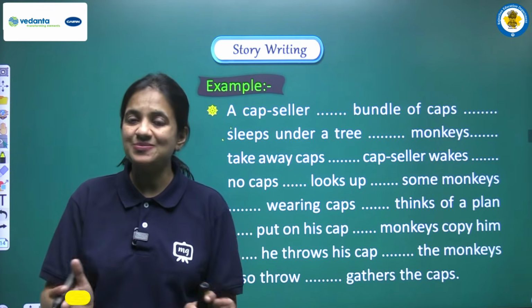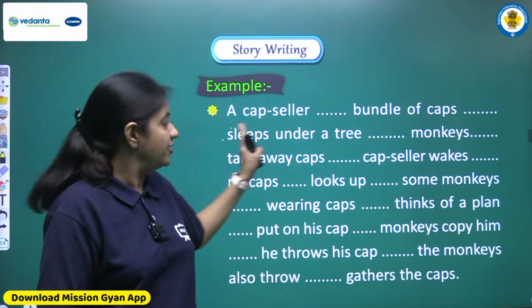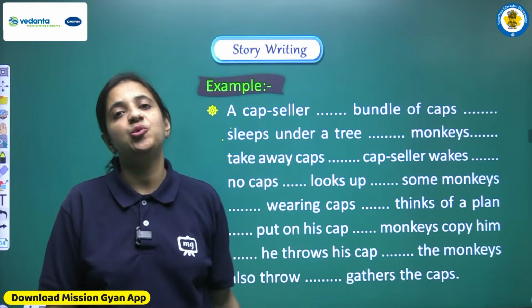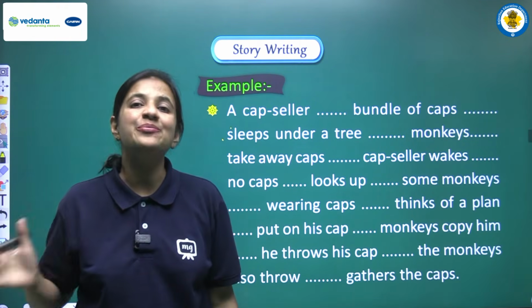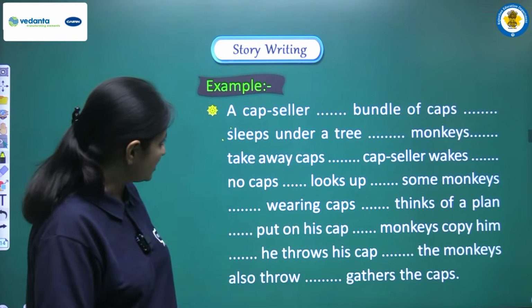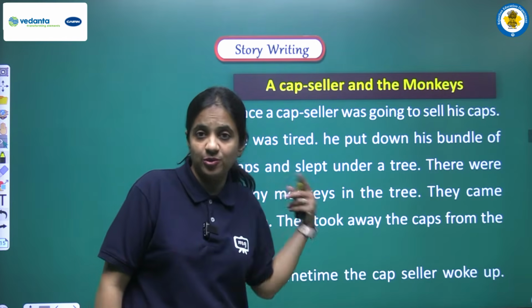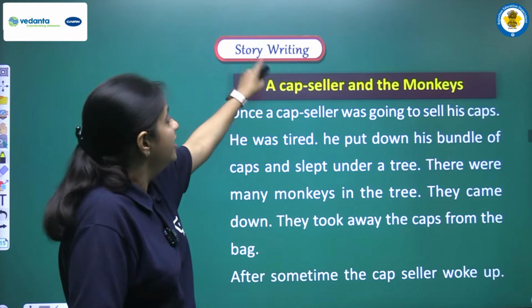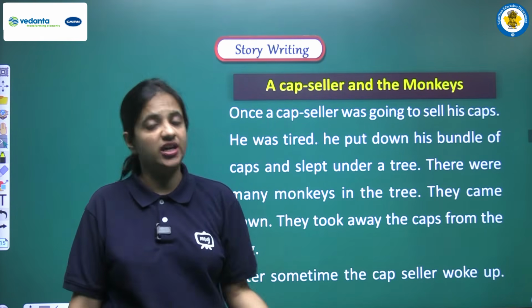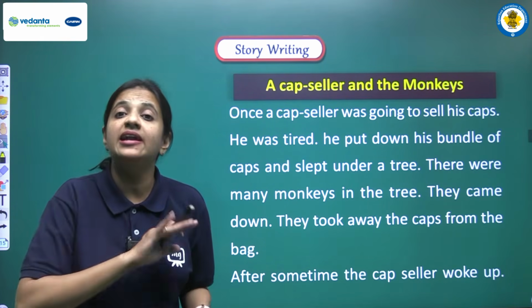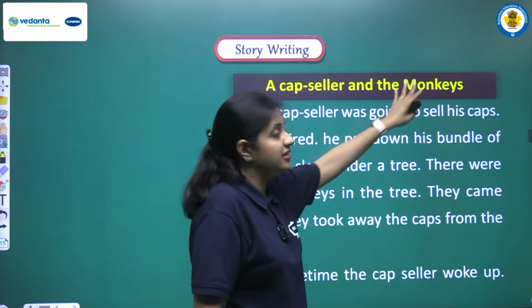Okay, so in this manner we have to read the outlines, frame the story, and with the help of the outlines write a perfect story with a title and a moral. Now we have the story here. We can read this story one more time. This is the title. In this manner we have to write the title. We have to highlight the title, so we can underline it. Here we have "A Cap Seller and the Monkeys".